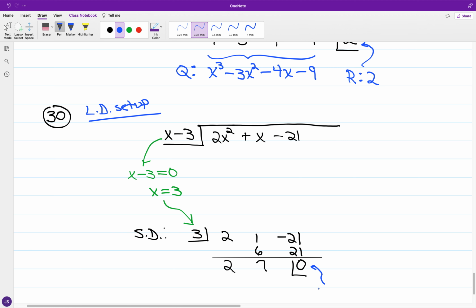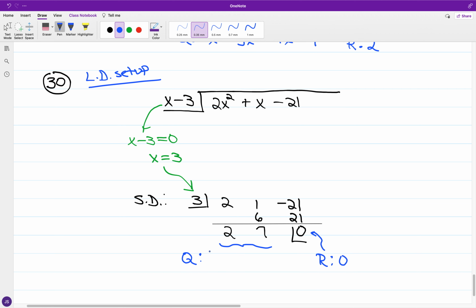So we're going to have complete divisibility here, so the remainder is going to be 0. And it's going to turn out that the quotient is exactly how many times x minus 3 will go into 2x squared plus x minus 21. And for the 2 and the 7, this will signal that how many times it will go is going to be 2x plus 7.